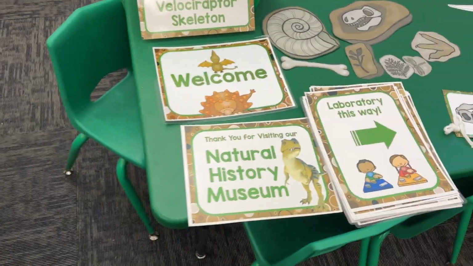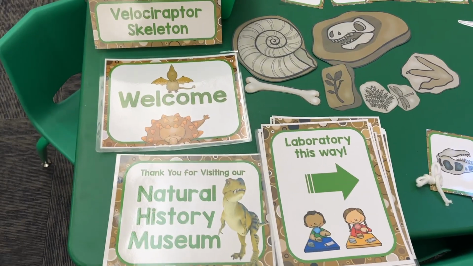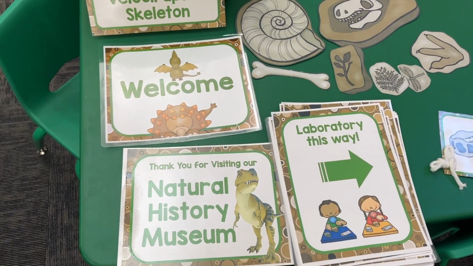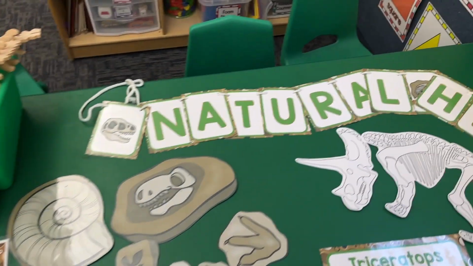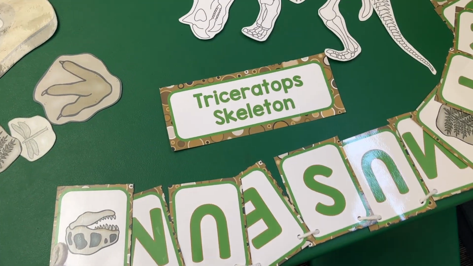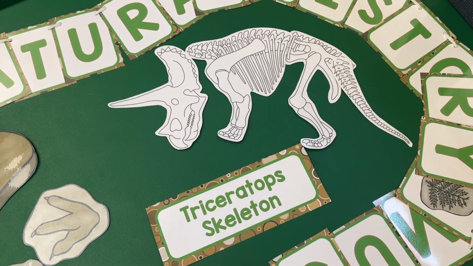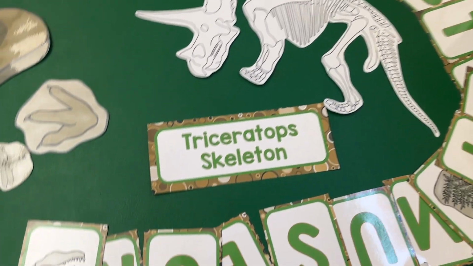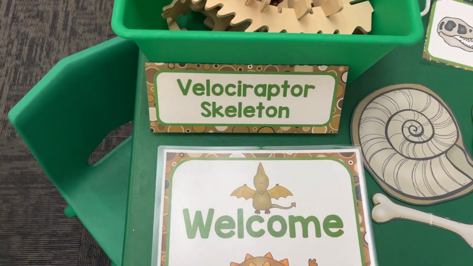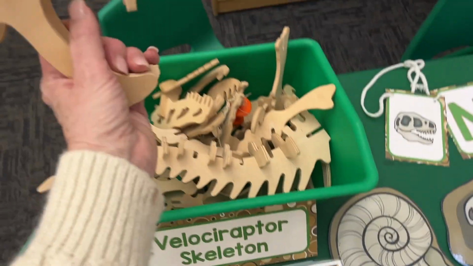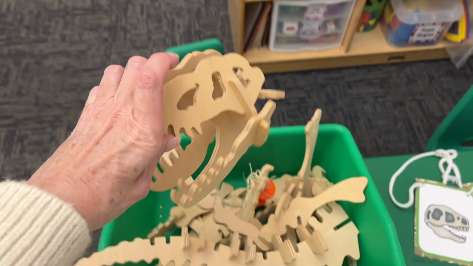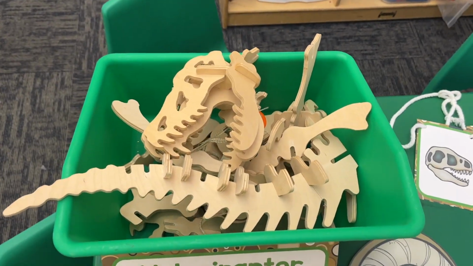Okay, the second thing that I like to do is assemble a bunch of print, like signs and stuff. I've got this bunting sign that I hang that says Natural History Museum. I made this Triceratops skeleton that I Velcro onto my half carpeted wall. What started me wanting to do this is one of these big 3D wooden puzzles. And let me see if I can find the head. It's a velociraptor and it is so cool.